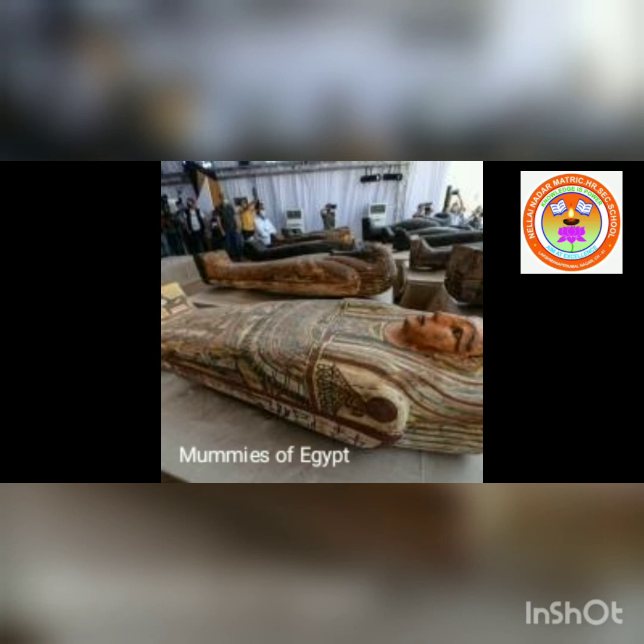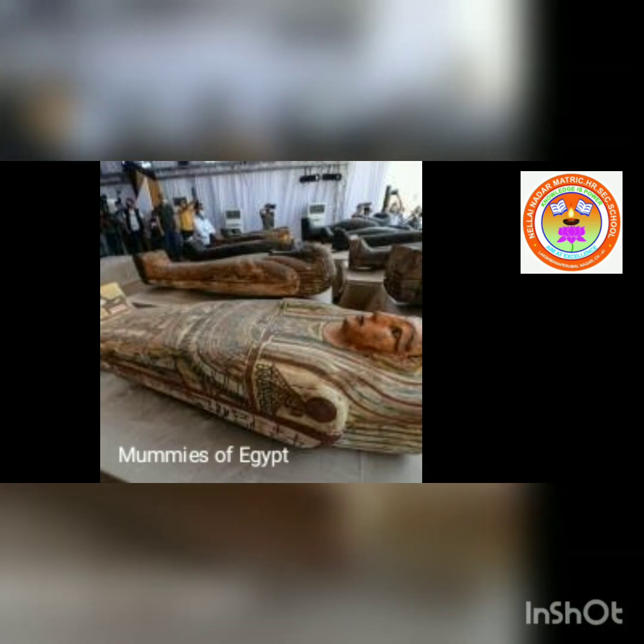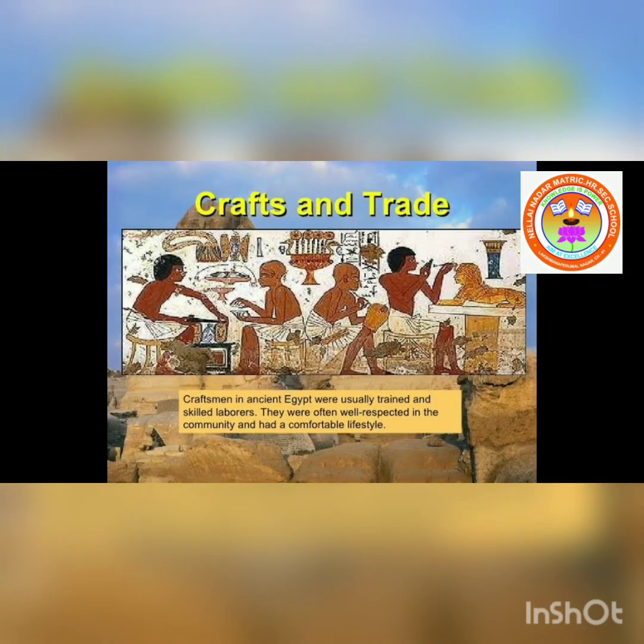After 40 days, when the salt had absorbed all the moisture, the body was filled with sawdust, wrapped with strips of linen cloth and covered with a fabric. The body was stored in a stone coffin called a sarcophagus. Okay, children. The next one: how were agriculture and trade?